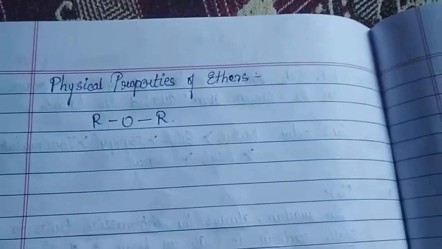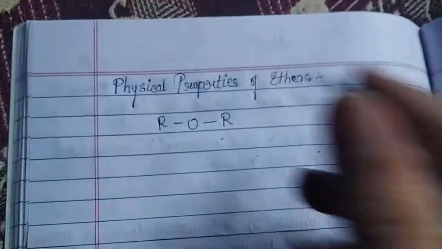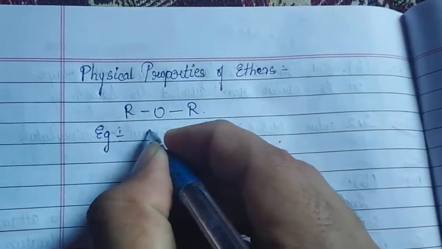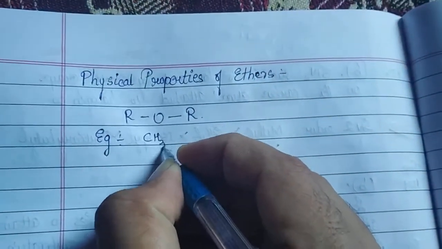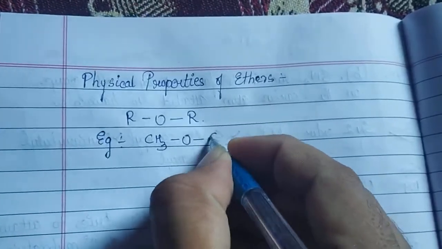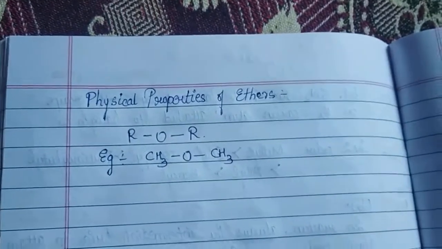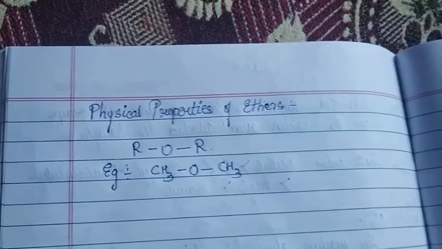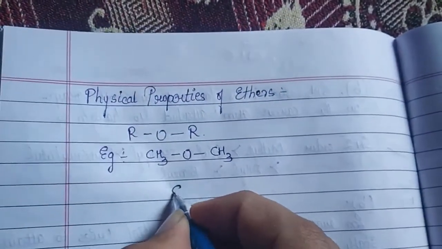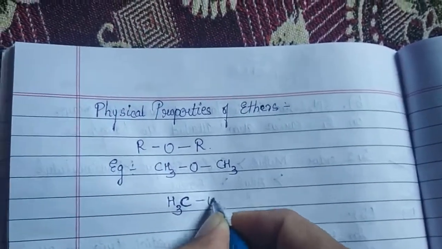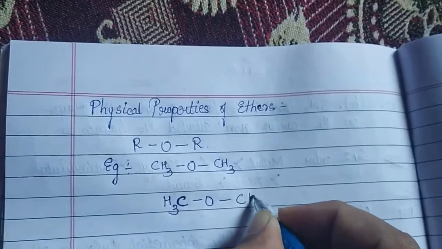Yes or no? So of course, if I take an example, I can take methoxymethane, CH3OCH3. So generally we write it in this way. But actually, which atoms are bonded, we should write it in this way so that it will be understood properly. So this is the way of representation of our ethers.